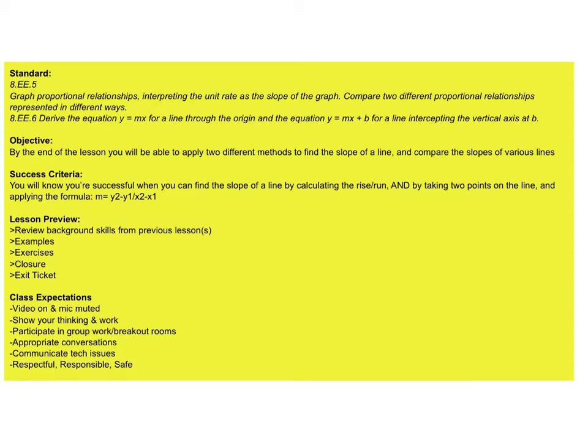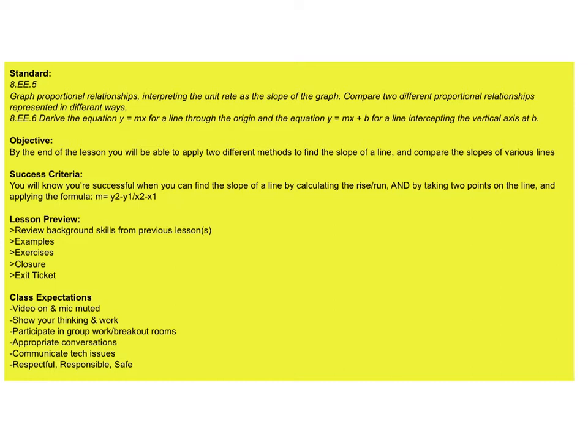All right, good morning. We are now beginning topic C of Module 4. The standards that we're working on are 8.EE.5 and EE.6. This is about graphing proportional relationships, interpreting that unit rate we've always known as now the slope of our graph, comparing different graphs, and then you're going to begin to learn about a new equation, y equals mx and y equals mx plus b, and you'll learn what those different variables in that equation actually stand for, okay?